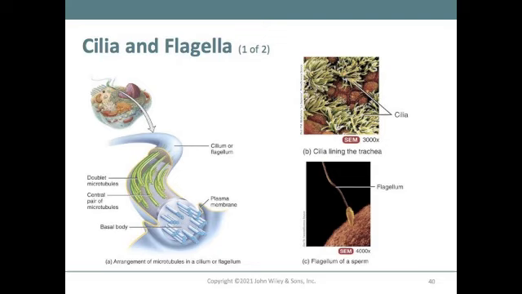Microtubules are the dominant components of cilia and flagella. Cilia and flagella are motile projections of the cell surface. Cilia are numerous, short, hair-like projections that extend from the surface of the cell. Each cilium contains a core of 20 microtubules surrounded by a plasma membrane.